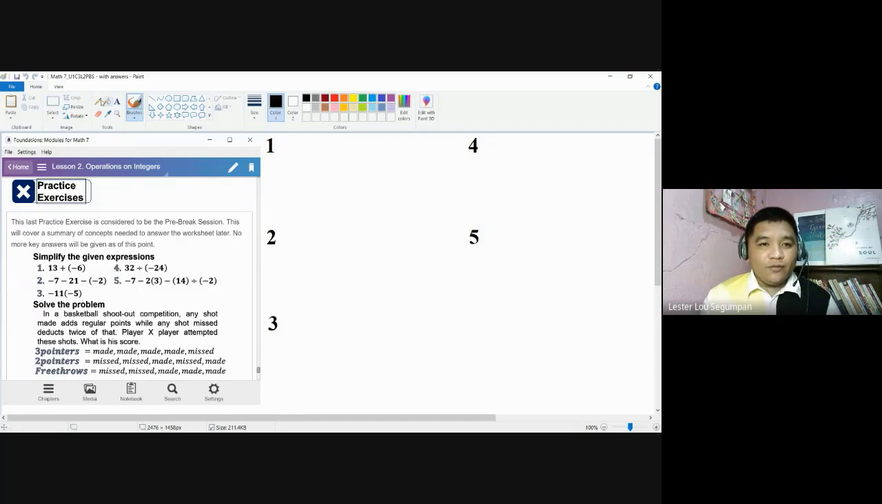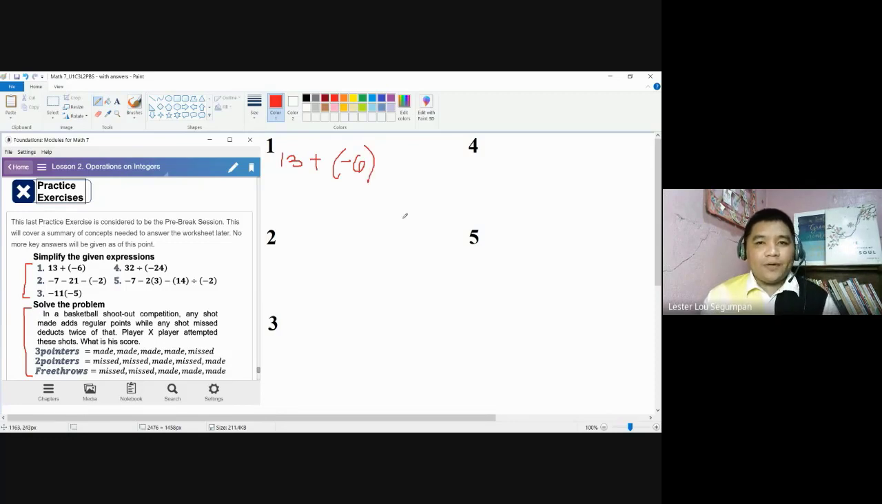Let us try to solve or determine the results when these integers are simplified under the given operations. And then secondly, I have designed here a real-life problem that may use the concept for solving or simplifying the operations on integers. Let's try to have number one. In number one, we have here 13 plus negative 6.